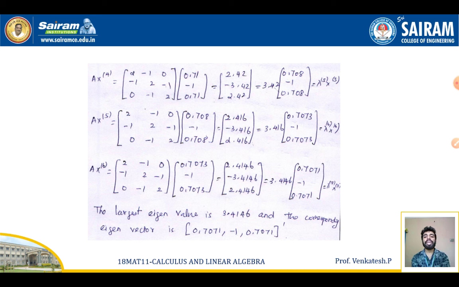Iteration number 7, Ax6, multiplying A with x6, I'll be getting what? This A matrix I'm going to multiply with the column matrix 0.7073 -1 0.7073. I'll be getting 2.4146 -3.4146 2.4146. Taking the numerically largest value 3.4146 as a common factor, I'll be getting 0.7071 -1 0.7071. We can see here by comparing these two matrices, they are approximately the same up to 3 decimal places. So I'm going to stop the iteration here. I can conclude that the largest eigenvalue is 3.4146 and the corresponding eigenvector is [0.7071 -1 0.7071] transpose.